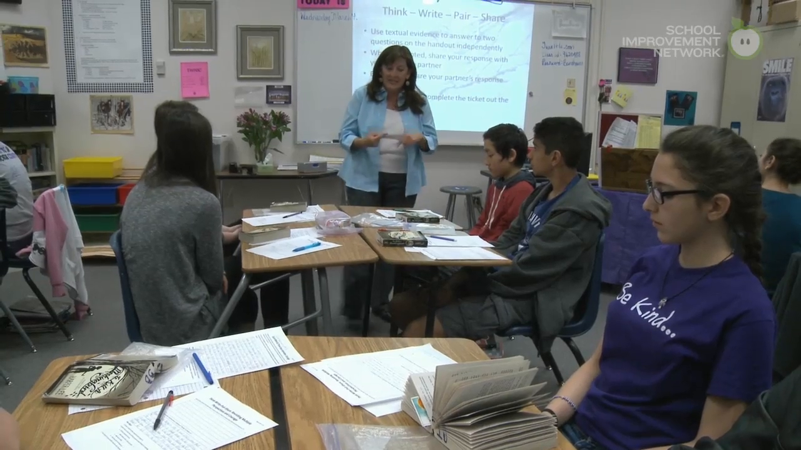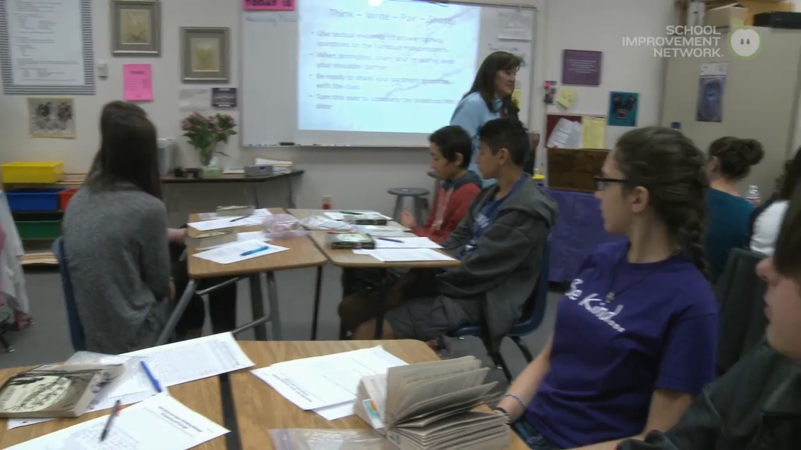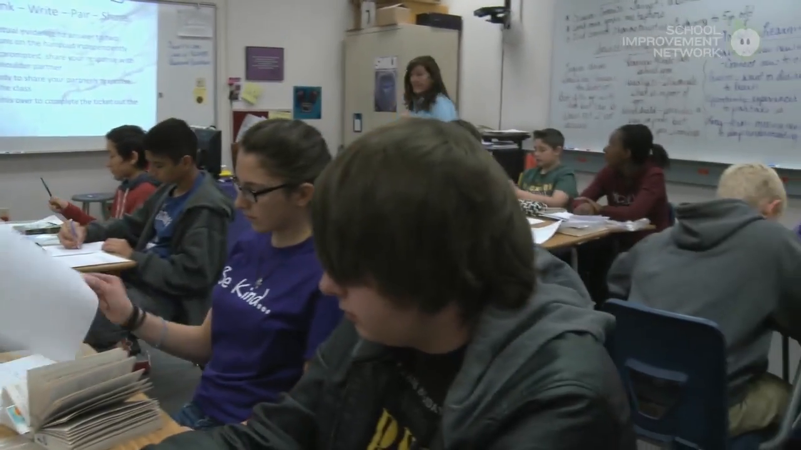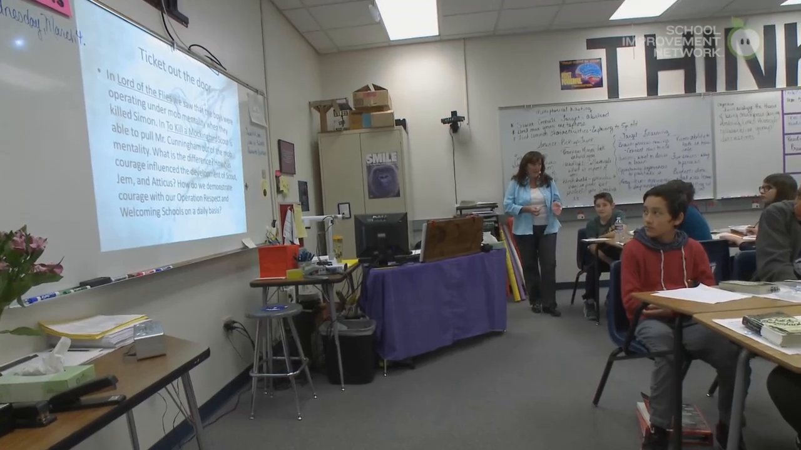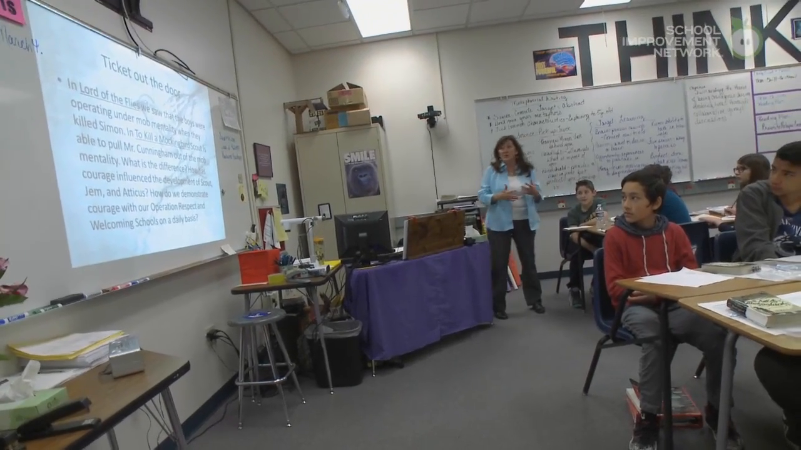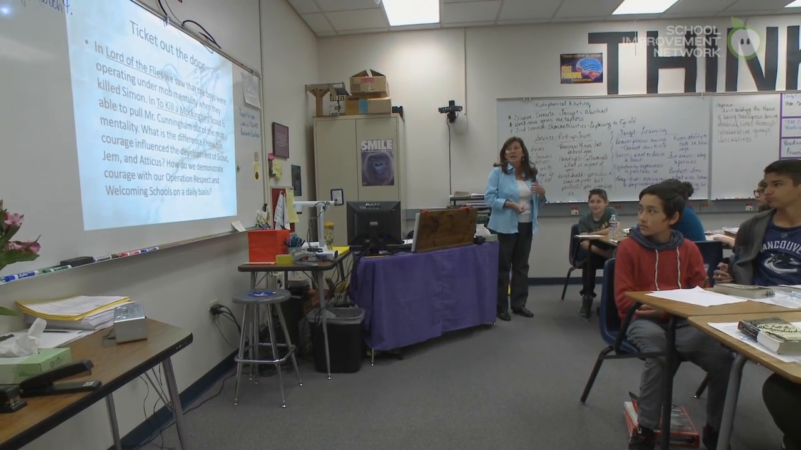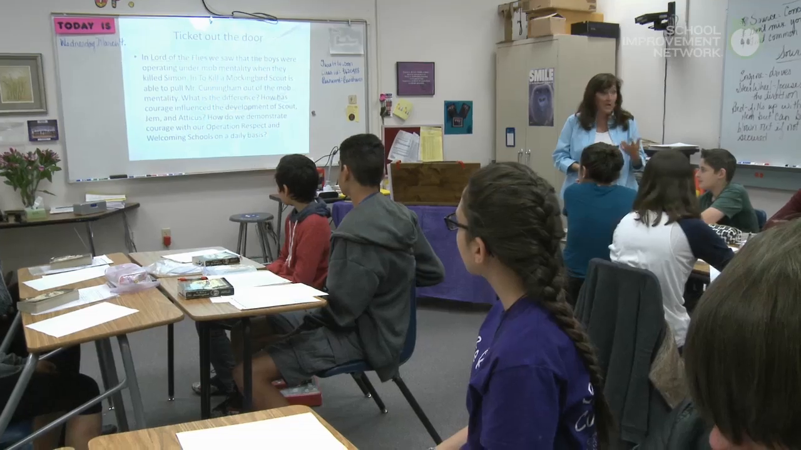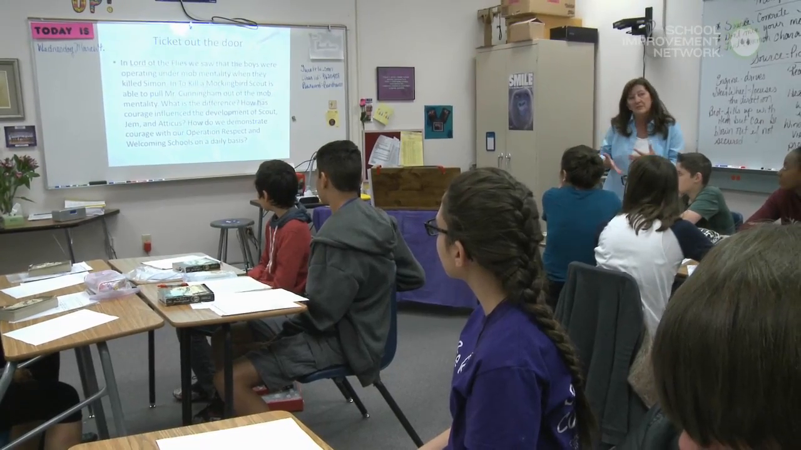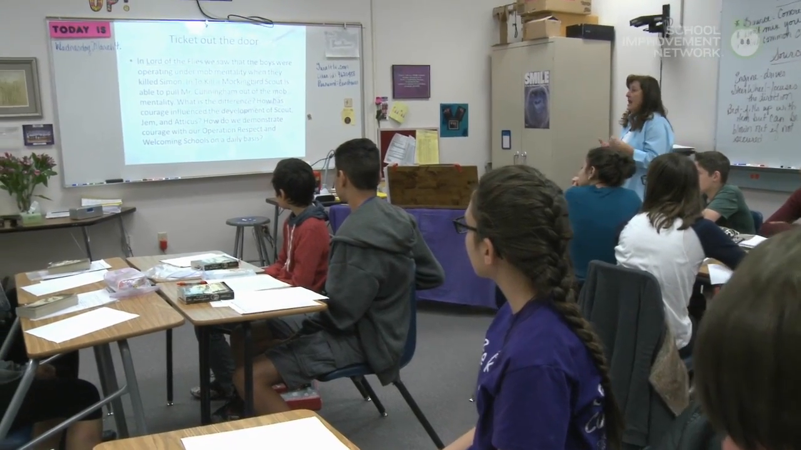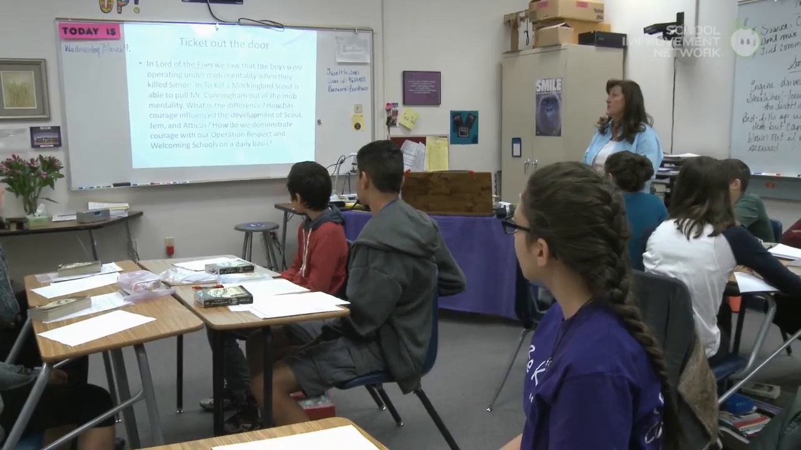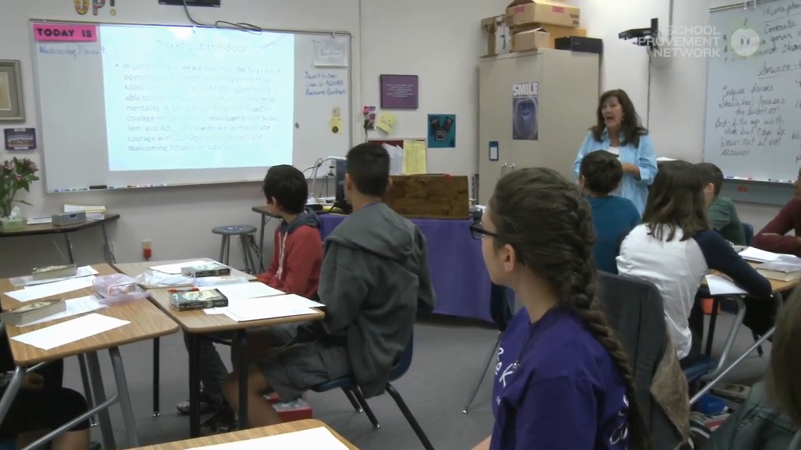To end class today, what I want you to do on the back of this is we're going to do a ticket out the door. I want you to respond to this. First of all, in Lord of the Flies, we saw that the boys were operating under mob mentality when they killed Simon. In To Kill a Mockingbird, Scout is able to pull Mr. Cunningham out of the mob mentality, and we talked about that. What's the difference? And how has courage influenced the development of Scout, Jem, and Atticus?